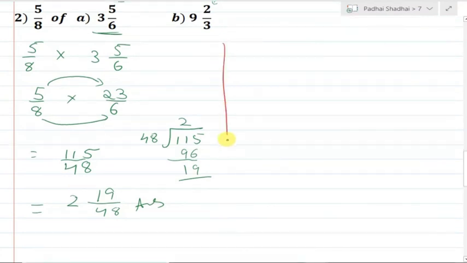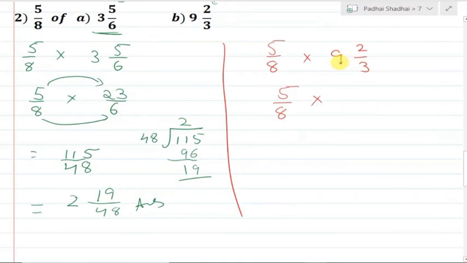Second one, 5 by 8 into 9 integer 2 by 3. Here, converting into improper, 9 threes are 27 plus 2, 29 by 3. Okay, again beta, nothing can be cut out here. No number is divisible by each other. We will multiply: 29 fives are 145, and 8 threes are 24.